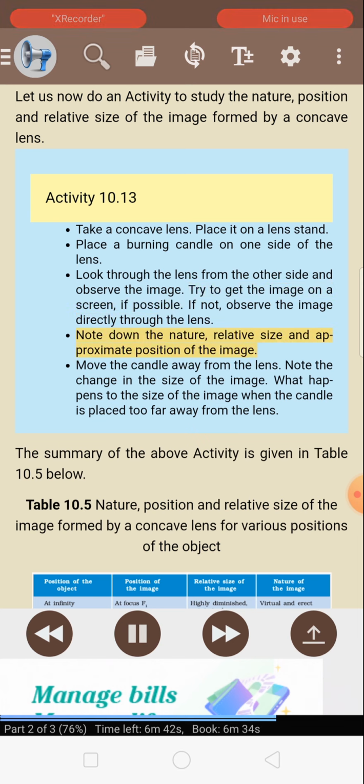Note down the nature, relative size, and approximate position of the image. Move the candle away from the lens. Note the change in the size of the image. What happens to the size of the image when the candle is placed too far away from the lens?